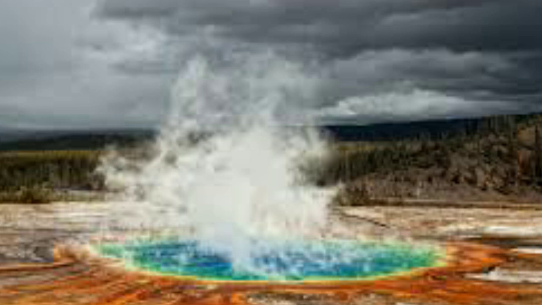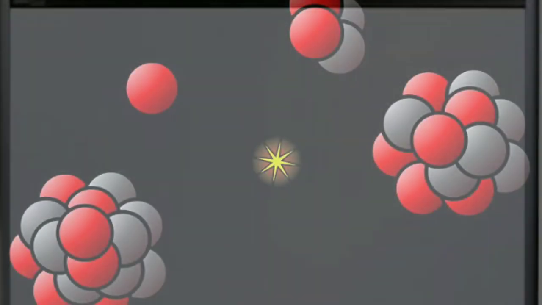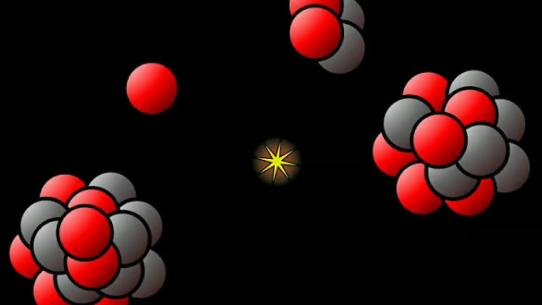So here we go. Here we will discuss those capsules which are related to the first chapter, Matter in Our Surroundings.